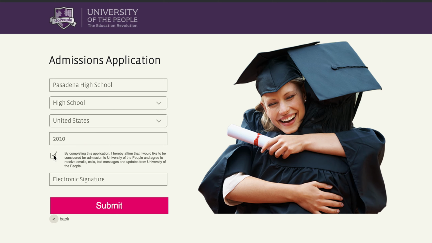Click the box to confirm you would like to be considered for admission. You will also need to agree for us to contact you so we can update you throughout your application process and throughout your degree. Finally, complete the form with your signature by simply typing your name and click Submit.